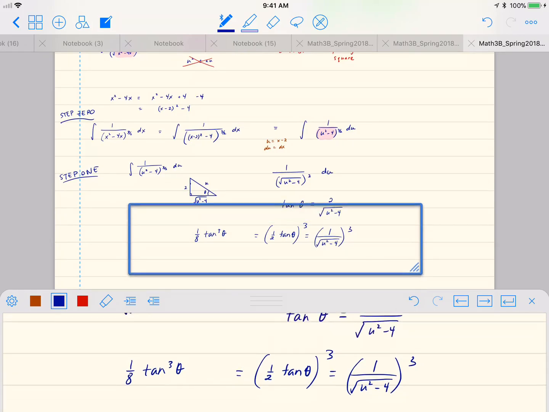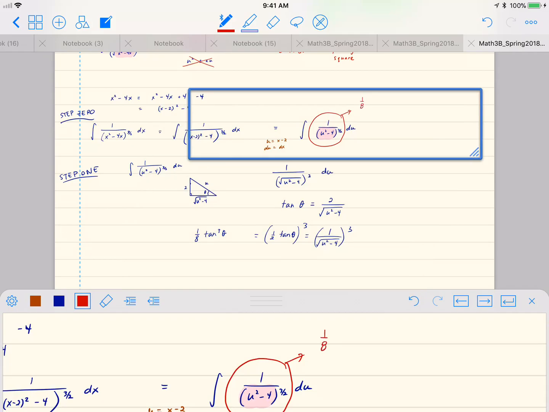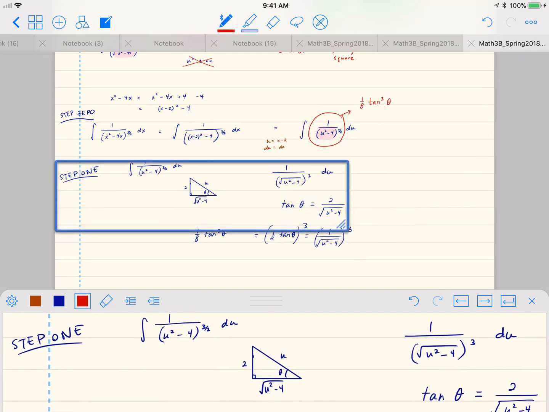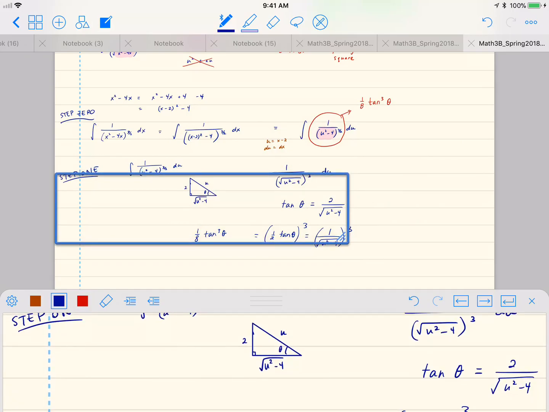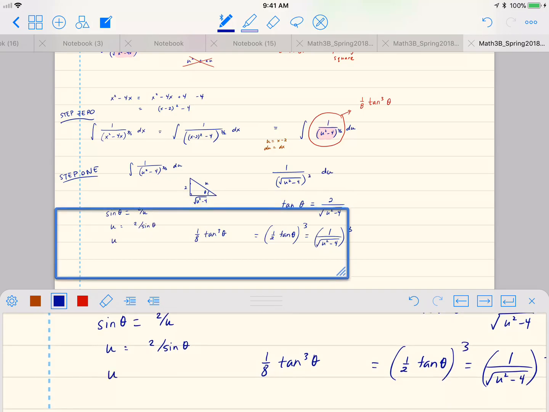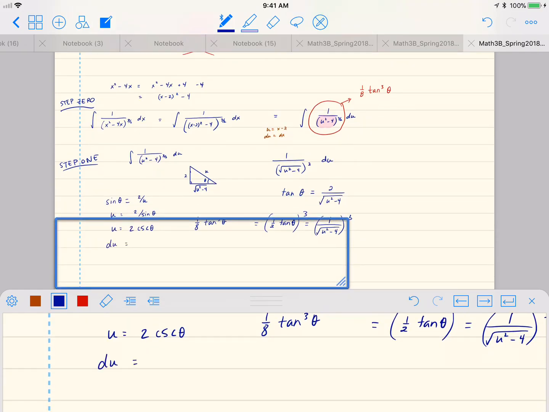Okay, so I've got that part. Now I need to figure out du, right? So I figured out that this is going to be 1/8 tangent cubed theta. Now I just need to figure out du. And the relationship between u and theta that I'm going to use to find du is going to be as simple as possible. So sine of theta is 2 over u. So that means u is 2 over sine theta, which means u is 2 cosecant theta. And from here, it's very easy for me to figure out du in terms of theta and d theta. It will be -2 cosecant theta cotangent theta d theta.